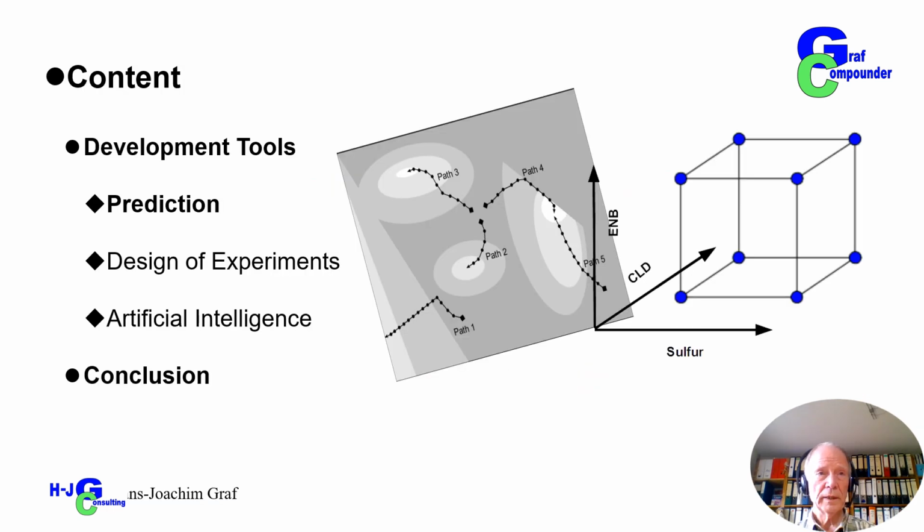Here I provide a brief overview of the content of this presentation. We will take a look at development methods used in rubber industry, focusing especially on design of experiments and artificial intelligence, and conclude with a summary.